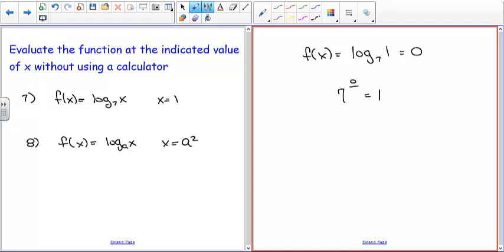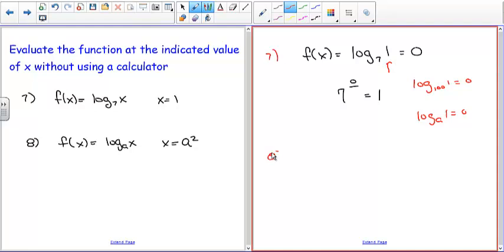So anytime the argument of the logarithm is 1, the answer is 0. So I could say log to the base 100 of 1 is 0. I could say log to the base a of 1 is 0. So no matter what the base is, if you have 1 as the argument, you're going to get 0. Okay, so that's how that works out.